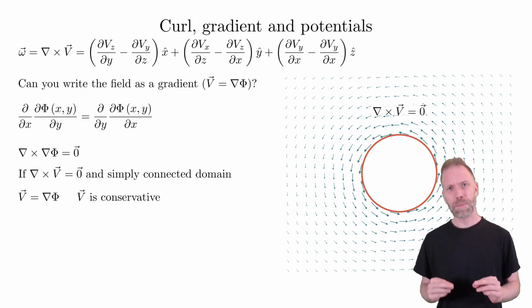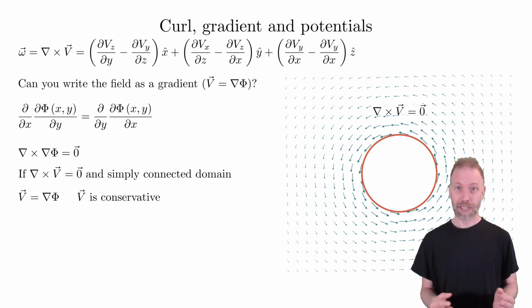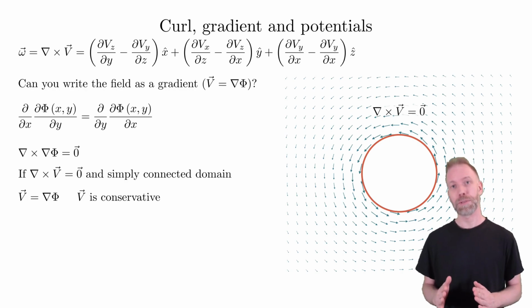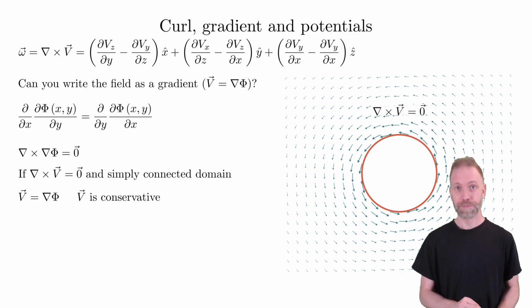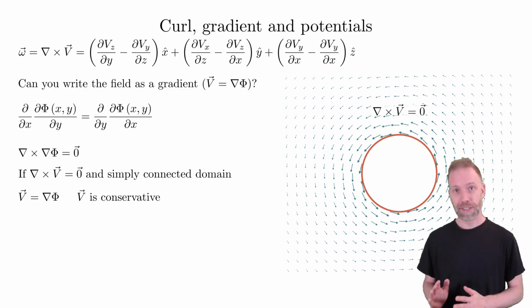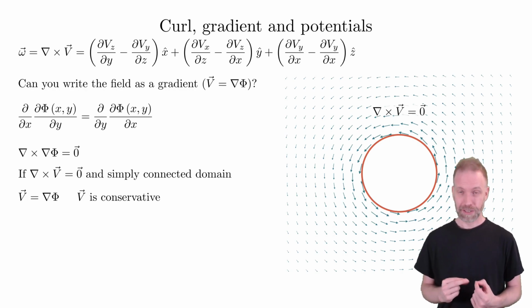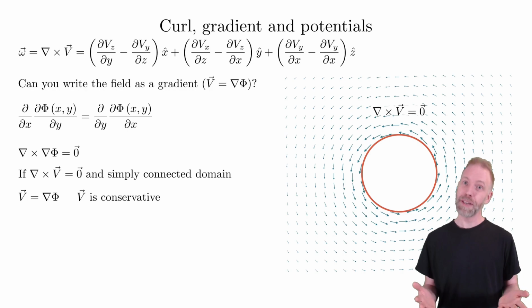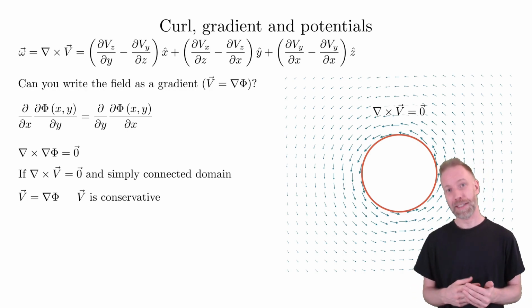The issue is that the domain is not simply connected, as the circle is missing. And for these domains, it is possible to construct fields where the curl is hidden in the missing regions. Therefore, we need the simply connected condition to ensure that this does not happen. It may still be possible to write the field on a non-simply connected domain as a gradient, but we cannot be sure it works.